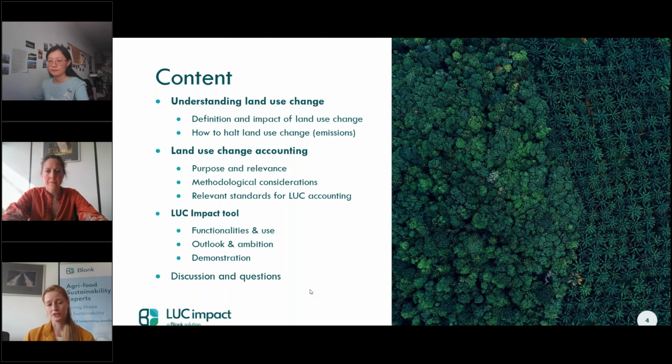Then we'll have some time for questions and answers, and then we'll get into the land use change impact tool itself. So the functionalities and use of it, but also the outlook and ambitions that we have with this tool and that you can expect in the near future and longer future. And then we'll give a demonstration. After that, there's again room for questions and answers.